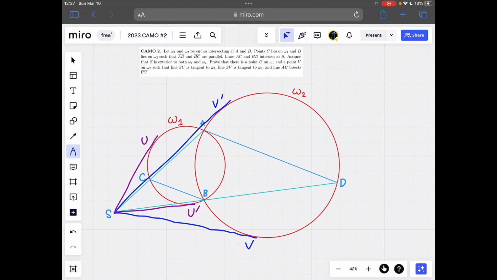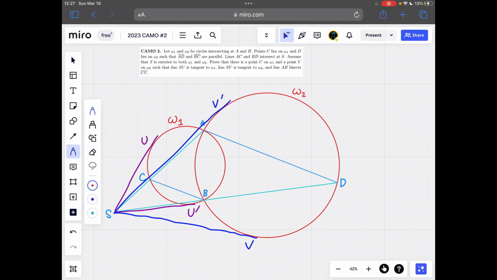And we need to prove that either UV prime, UV, U prime V, or U prime V prime, one of those 4 segments is bisected by line AB. So it doesn't look like segments UV prime or U prime V are bisected by AB. We can ignore those, and instead we can just focus on one of UV or U prime V prime. I'm going to pick UV to focus on, and we need to prove that it is bisected by line AB.